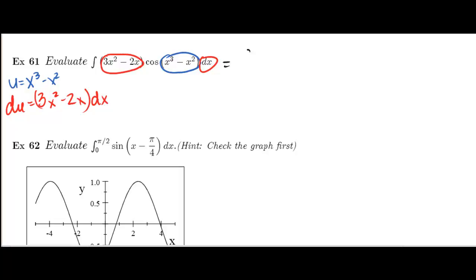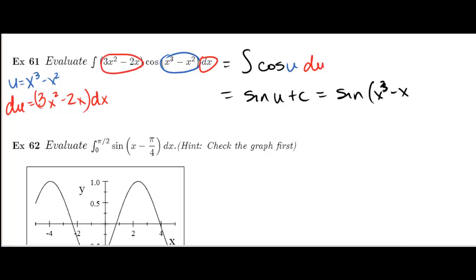So, putting this together, we end up with the integral of the cosine of u, and we just have du. We didn't have to multiply by anything there, so it's just straight du. Now we integrate. The integral of cosine is sine of u plus c. Do that last substitution, and we end up with sine of x cubed minus x squared and our plus c.